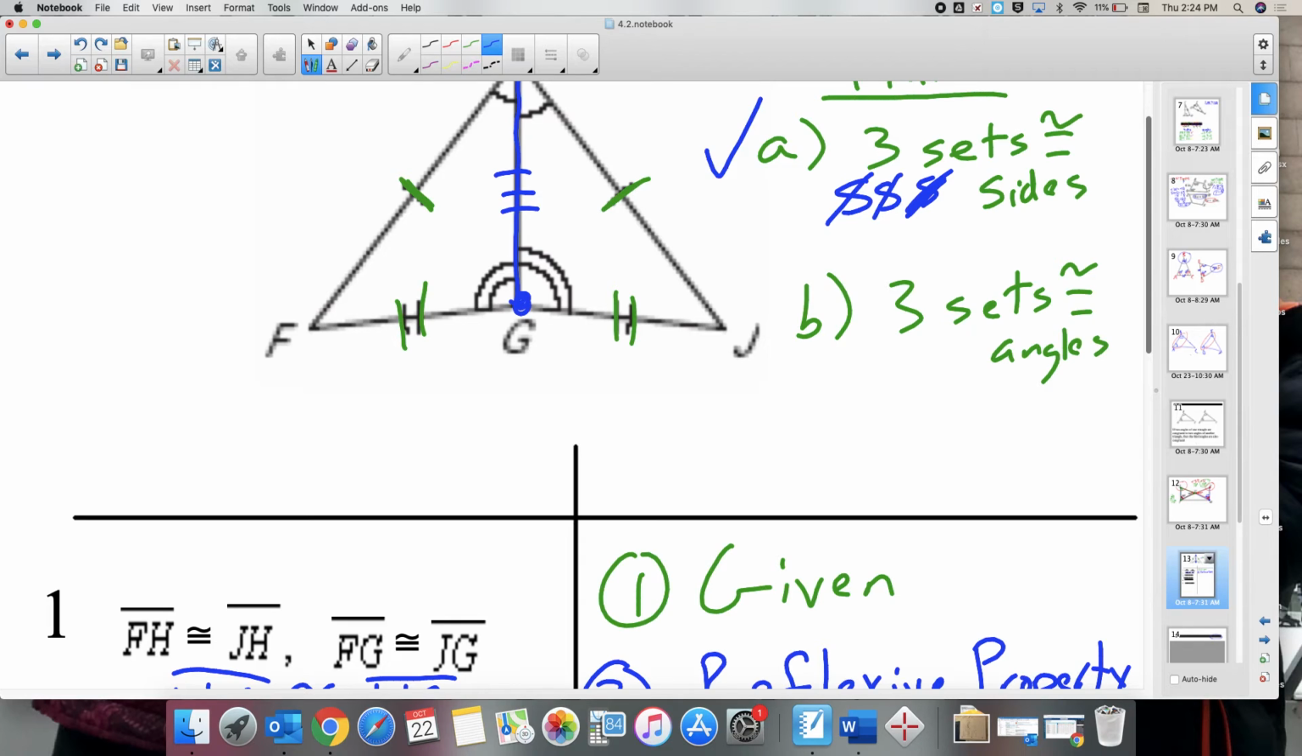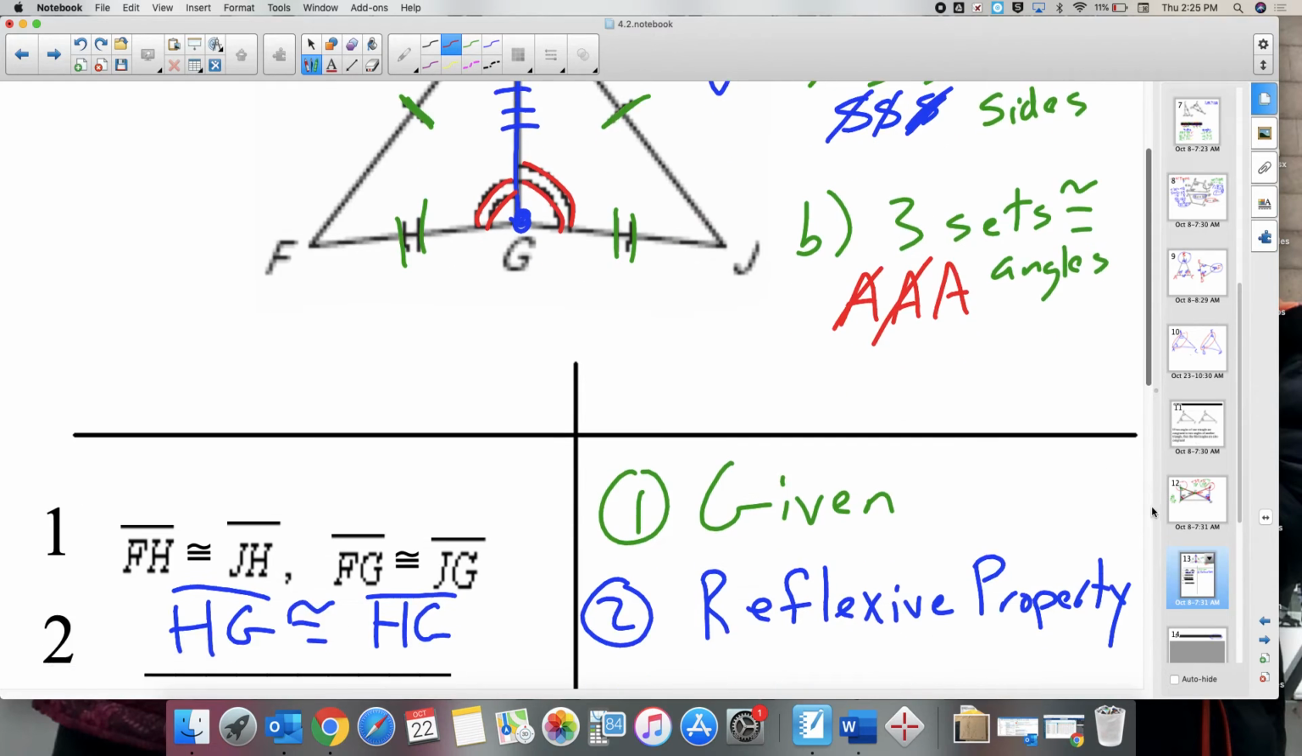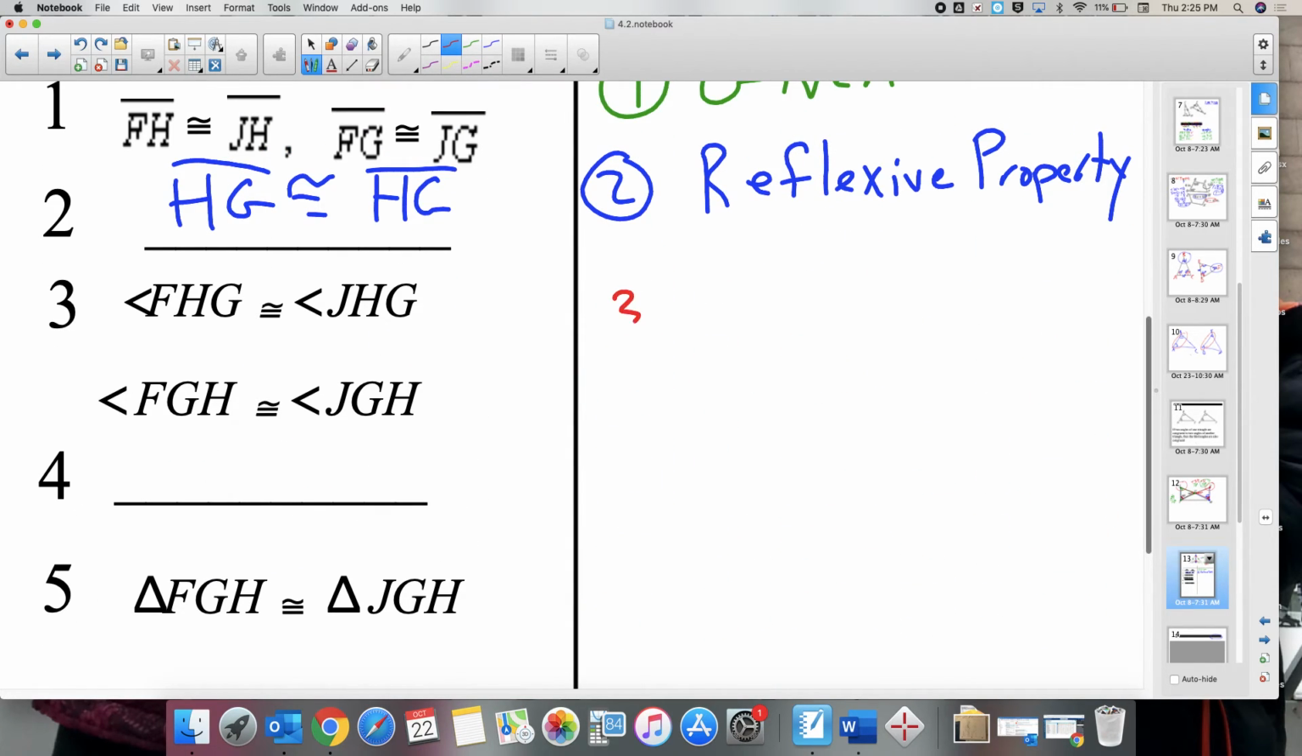If you look at the given information again, we are now told that angle FHG is congruent to angle JHG, and angle FGH is congruent to angle JGH. So out of my 3 sets of angles, right now we have 2 of them. As for the reason there, that is given. Now I need my third set of angles.